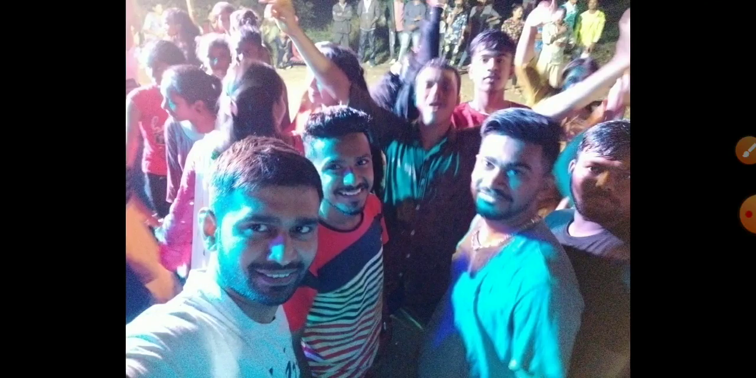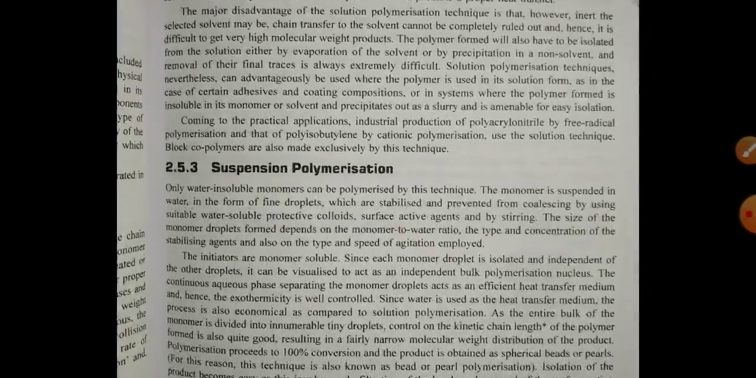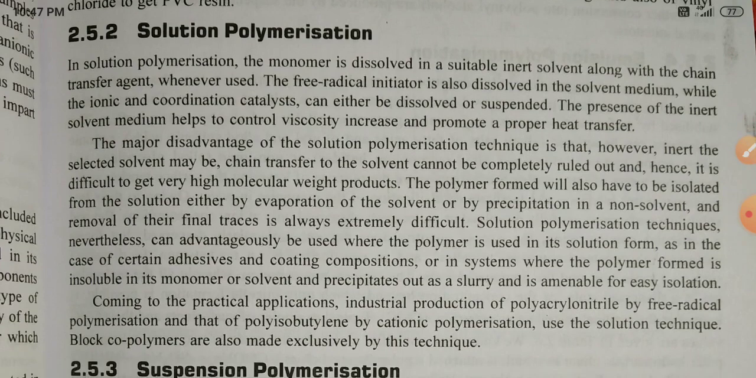Okay, revision part. The next process is solution polymerization. Then the last two to three points, and complete this topic.